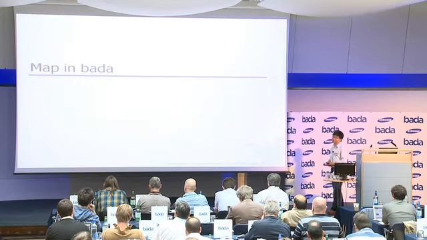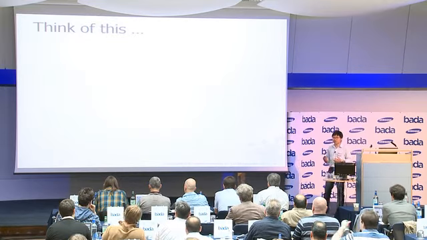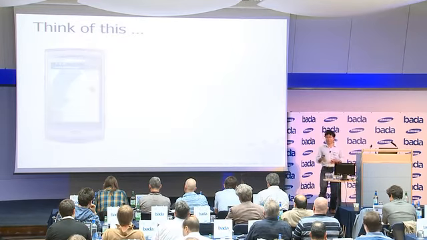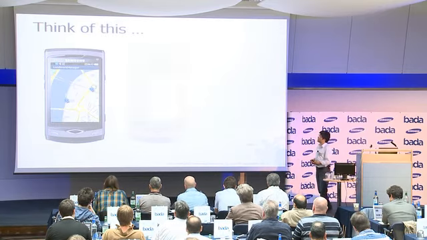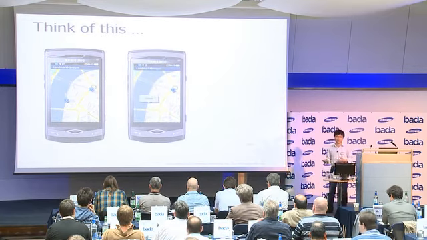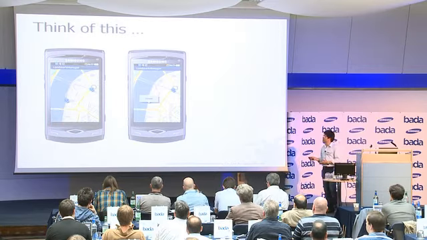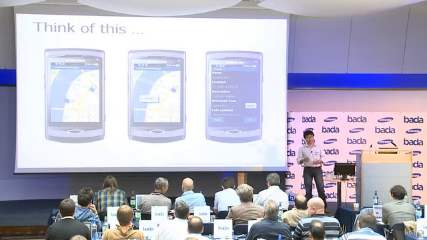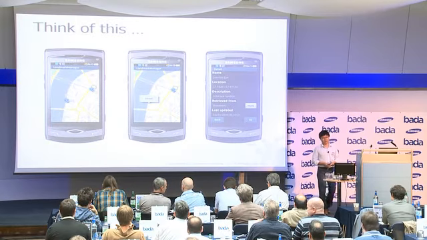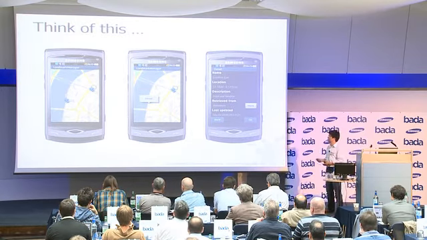So let's start from the map. If you think of this, you want to have an application display a map. And then you want to have some landmarks overlaid on the map. And then when you click the landmarks, you get some detailed information of this landmark. And it's a very simple 3-step application, how we can do it in bada.